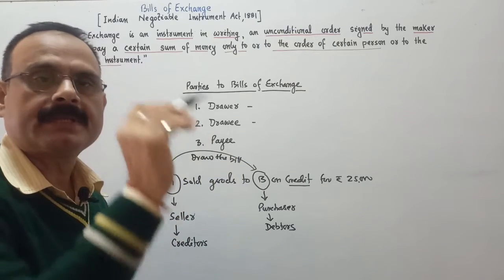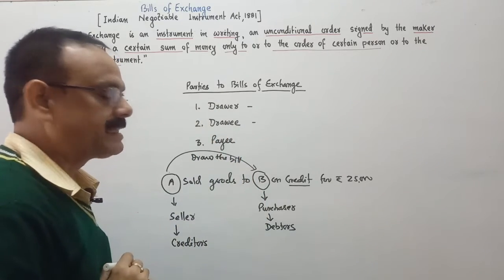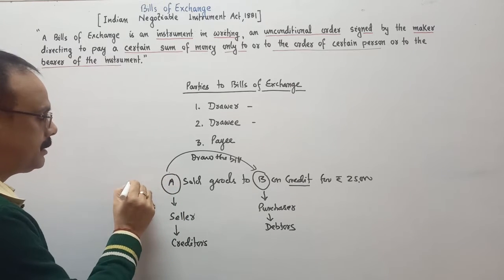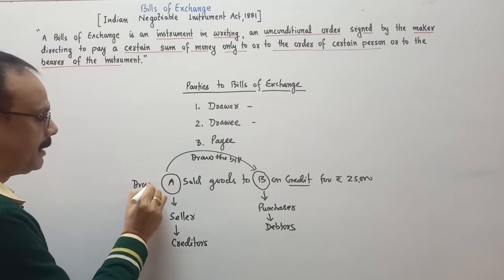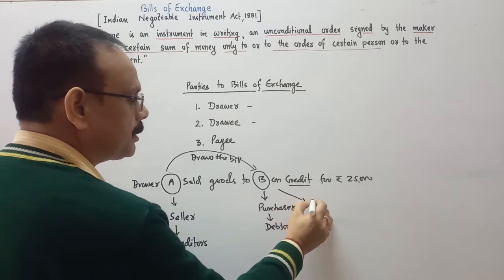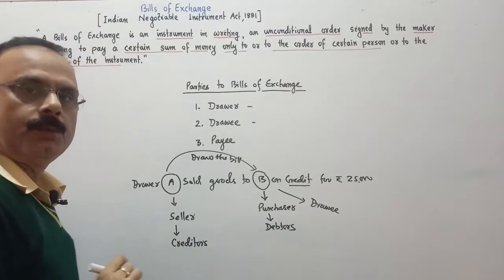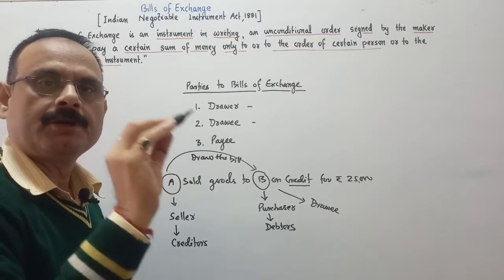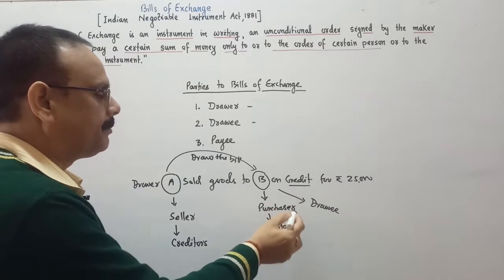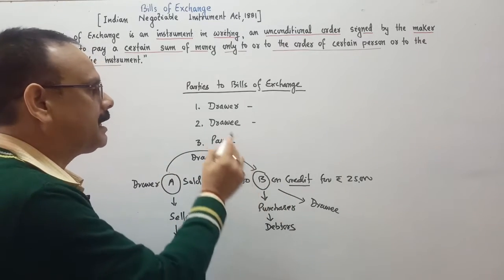When B accepts that bill, then B is the drawee. B is the drawee. So here A is the drawer and B is the drawee, because B accepted the bill, on which it is written: pay to me or my order a sum of rupees after 2 months or 3 months. When B accepts the bill drawn by A, then B is the drawee.